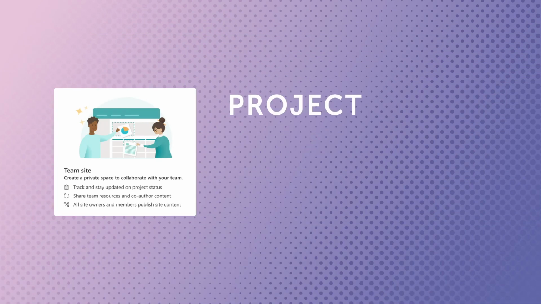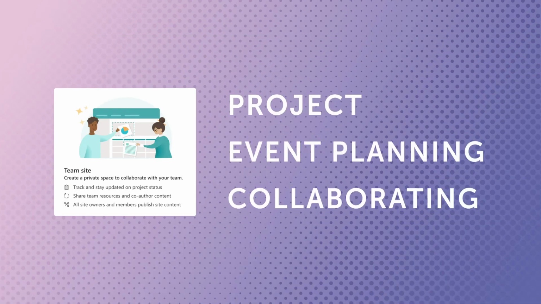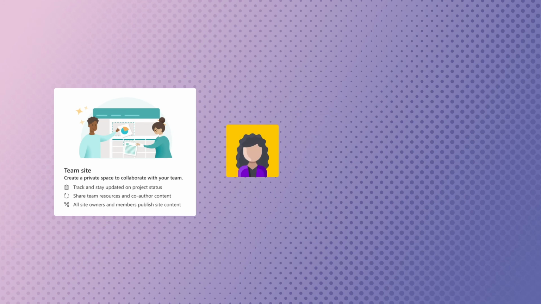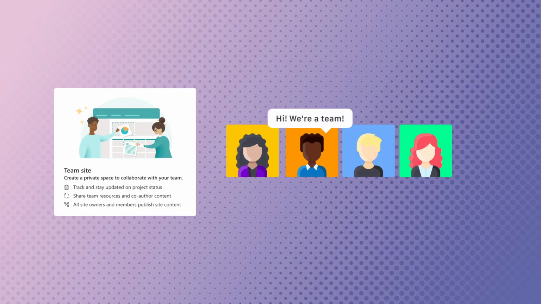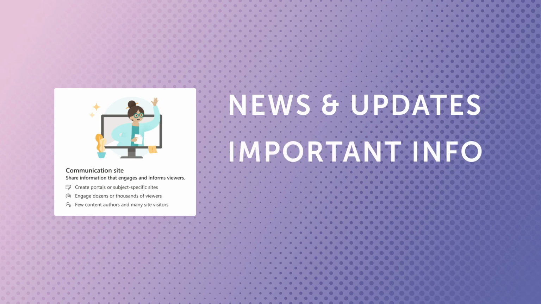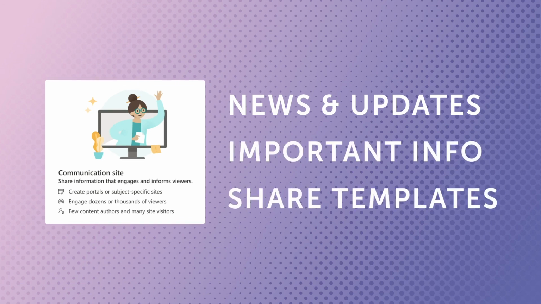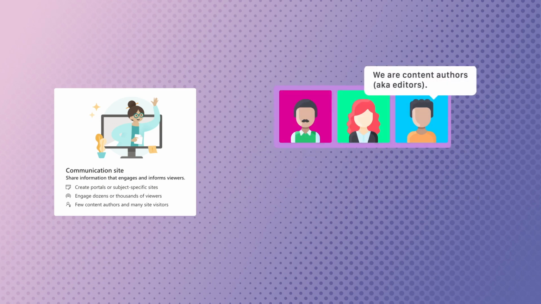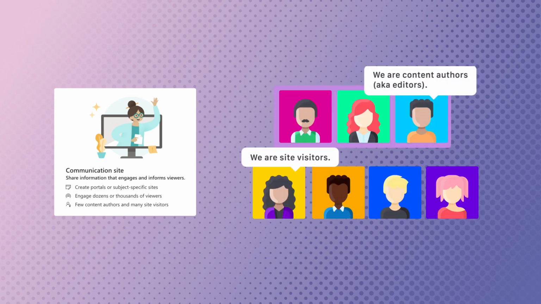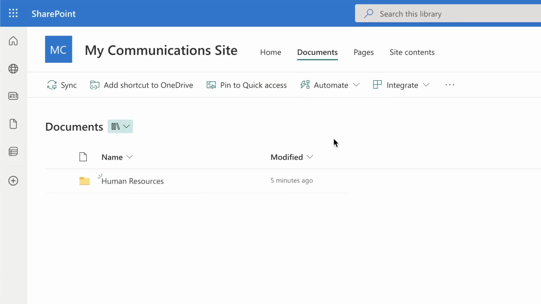So to wrap up, if you are working on a project, organizing an event, or working with a team, choose a team site. A team site is an ideal collaborative digital workspace where all members are editors. Want to share news or information with your organization? How about Word or PowerPoint templates? Choose a communication site where you have few editors and many viewers. Viewers can view pages on your site and files. If they want to edit any of the files on your site, they will be prompted to download them first.